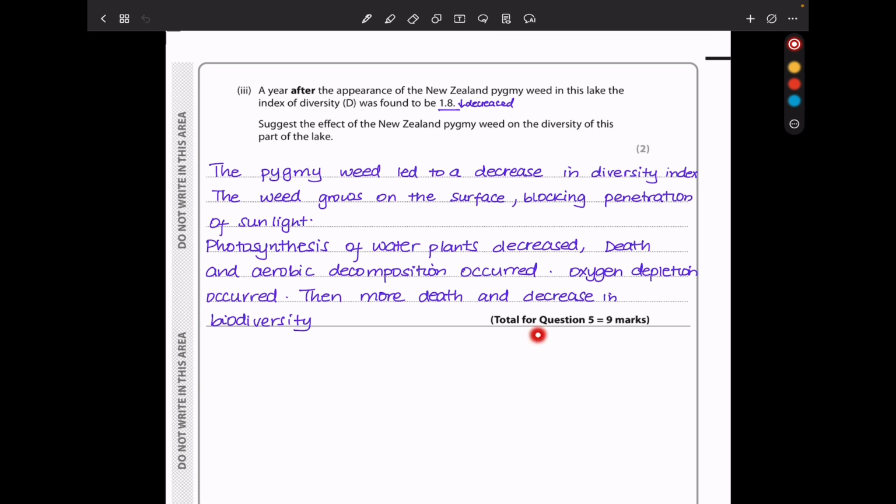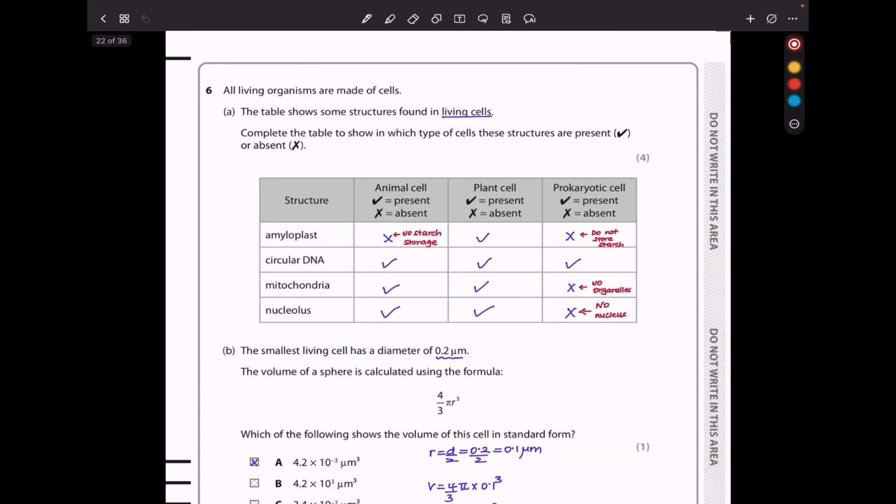So this brings us to the end of question 5. Let's continue to question 6. In question 6, all living organisms are made of cells. The table shows some structures found in living cells. They say complete the table to show in which type of cells these structures are present or absent.